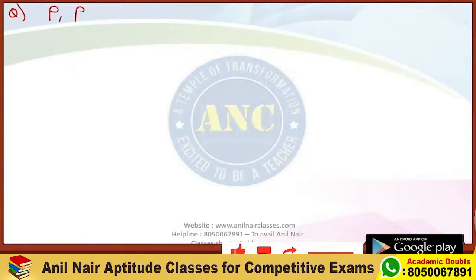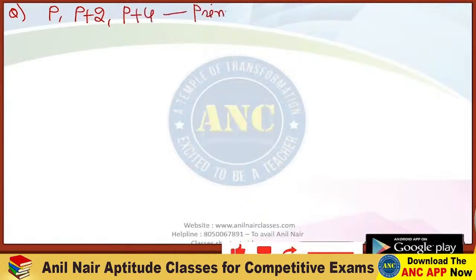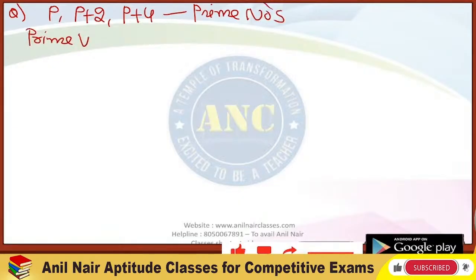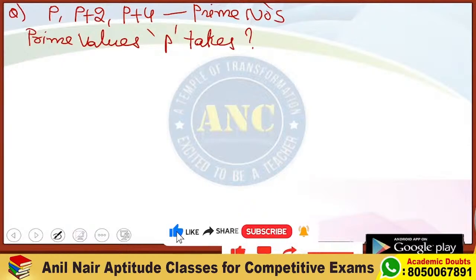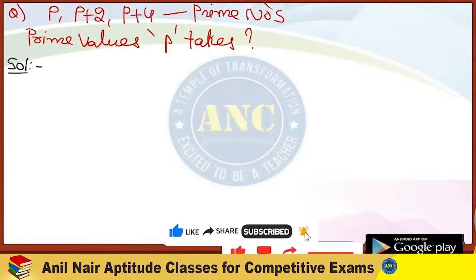P, P plus 2, P plus 4 are prime numbers. How many prime values can P take? There is a triplet P, P plus 2, P plus 4, and this triplet is a prime number triplet. How many prime values can P take? Listen carefully to the solution structure.